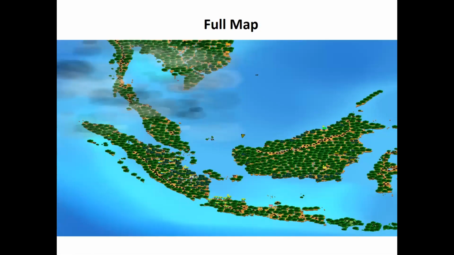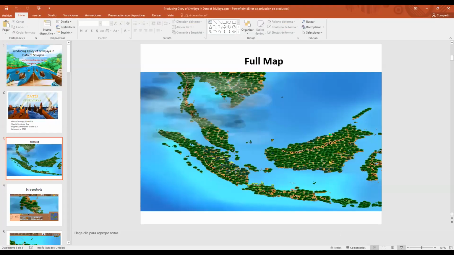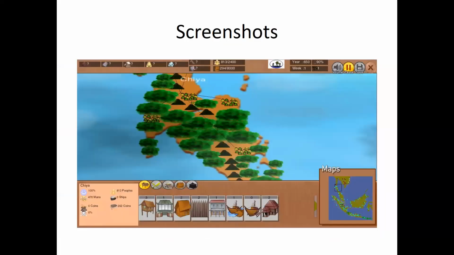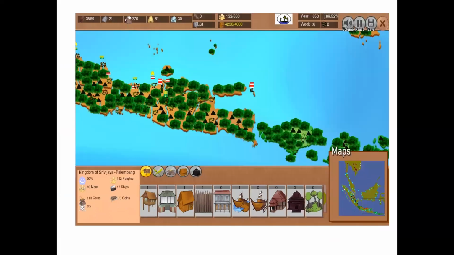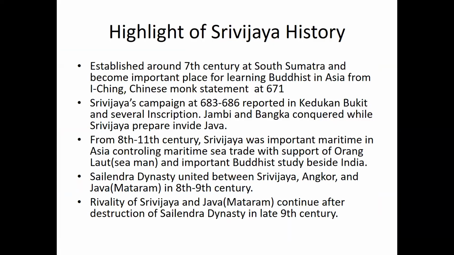So this is a screenshot of Dato of Srivijaya, the map. Next slide. So before I tell what Dato of Srivijaya is, I will highlight the history of Srivijaya. If you are unaware of the history of Southeast Asia, Srivijaya is one of the big empires in Southeast Asia. This empire was established around the 7th century in South Sumatra, and became an important place for studying Buddhism in Asia.